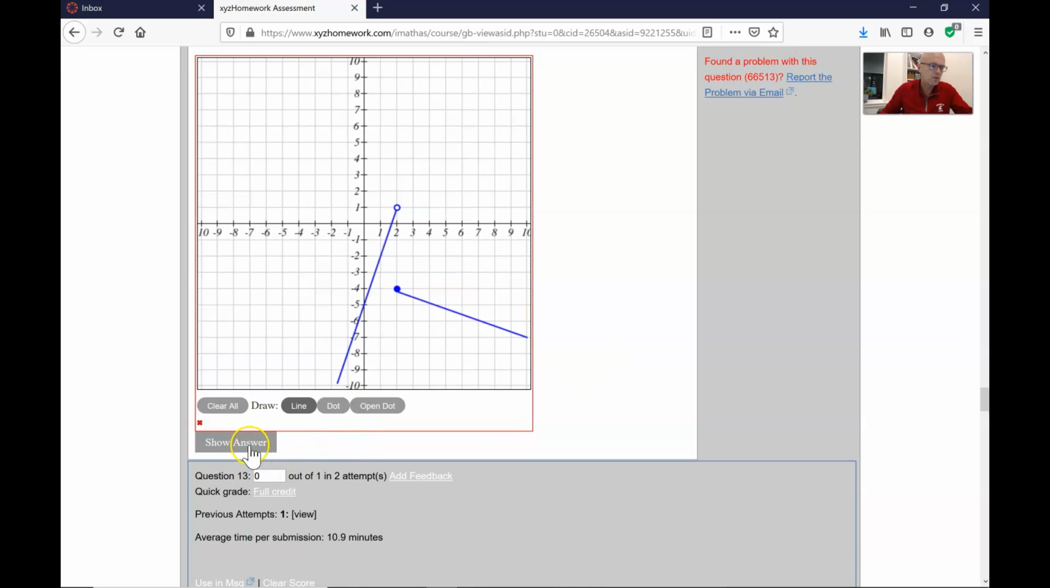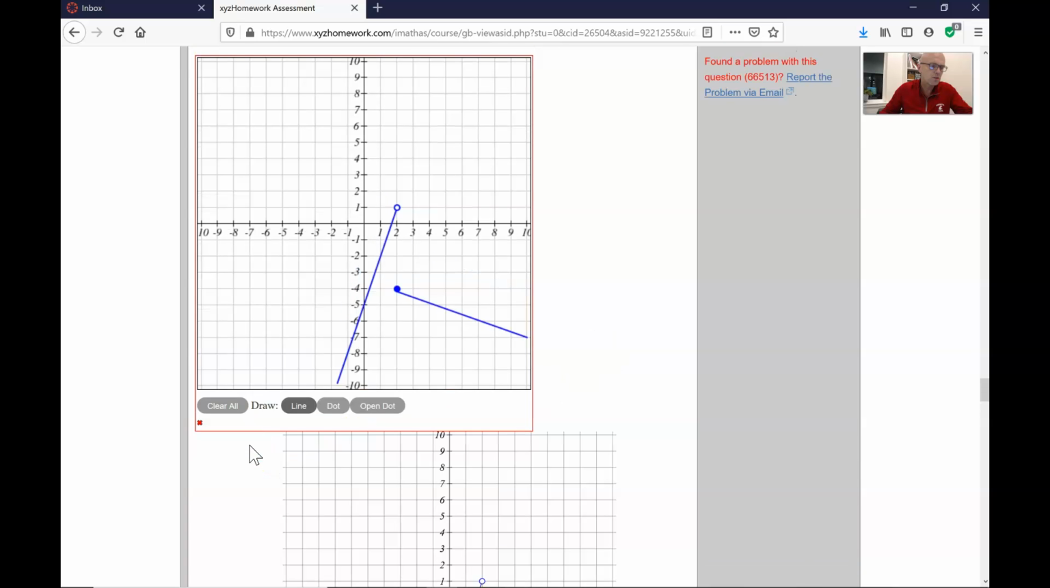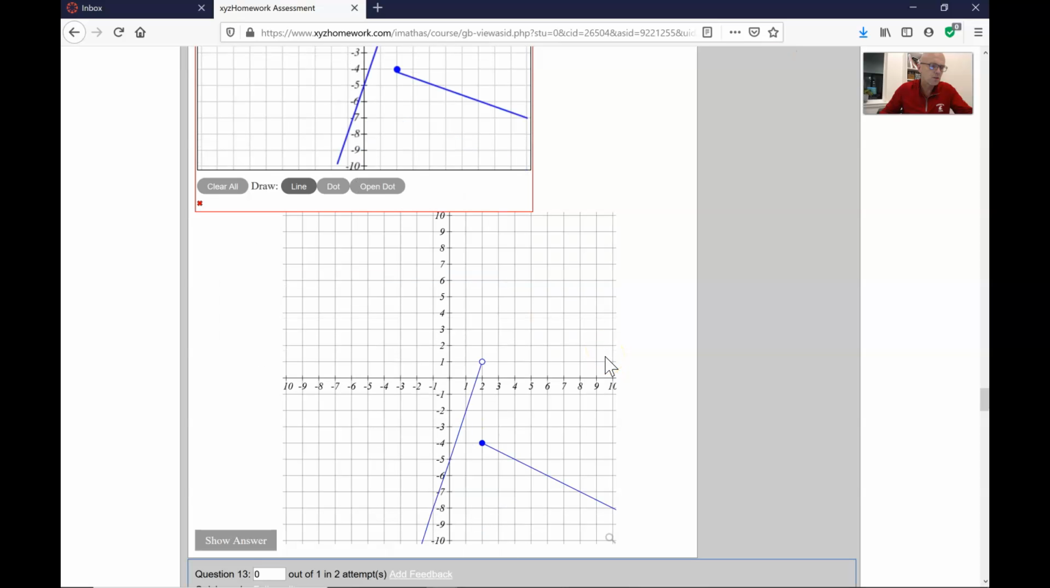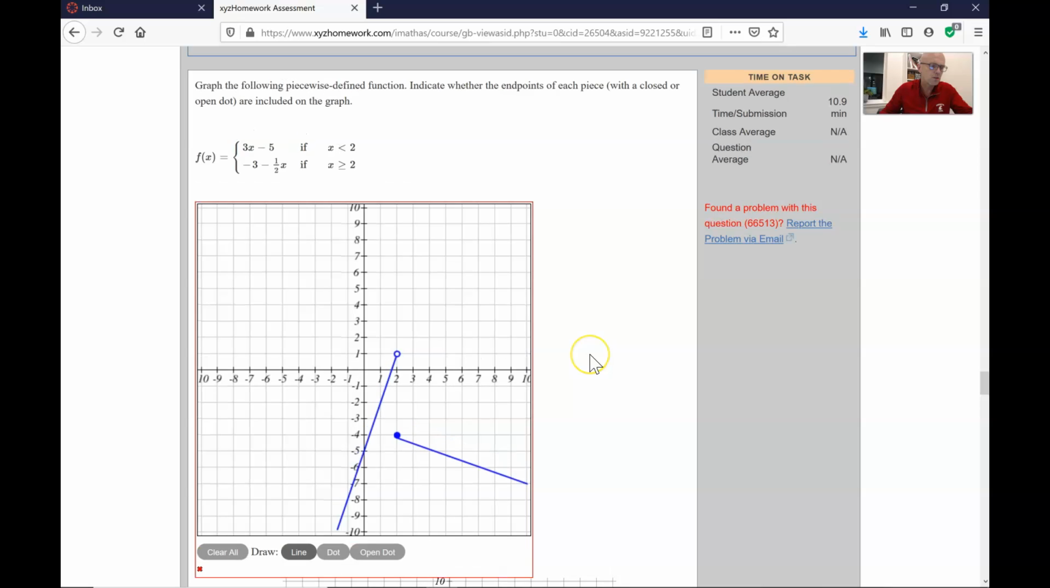And let's show the answer and see if they agree with me. Yep. So that's what you're looking for. I think the last thing I saw when you lost the Zoom meeting is you had the dot in the right place, but you were going up instead of going down this side.